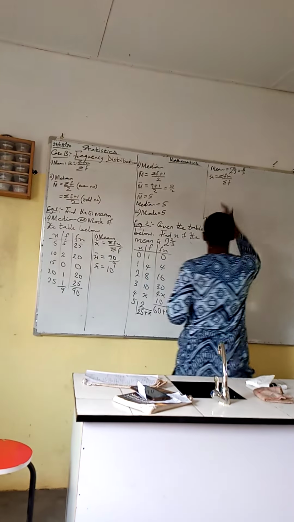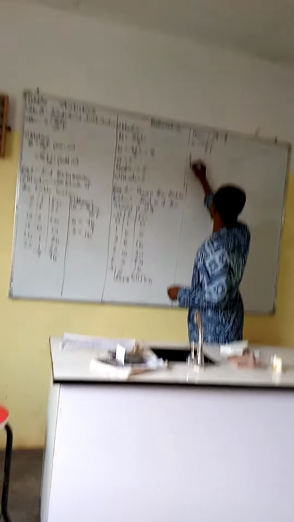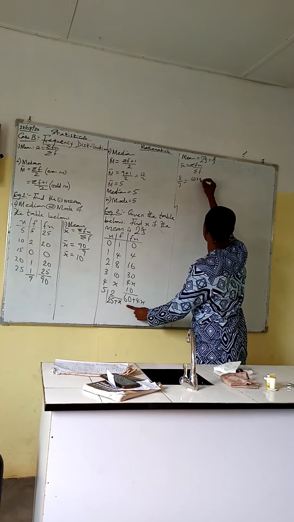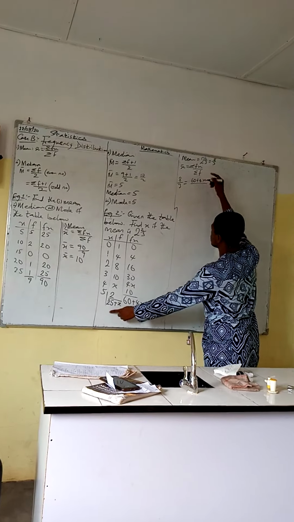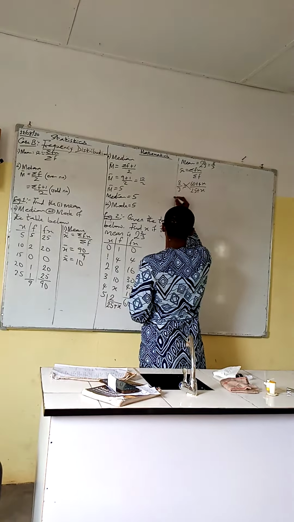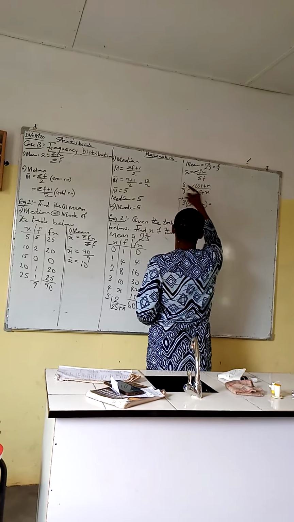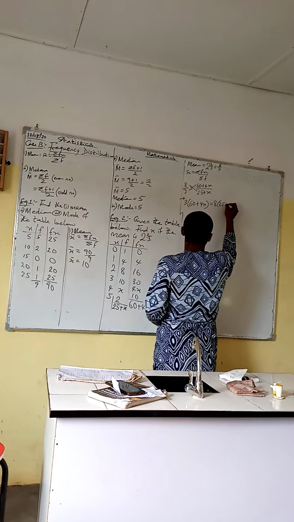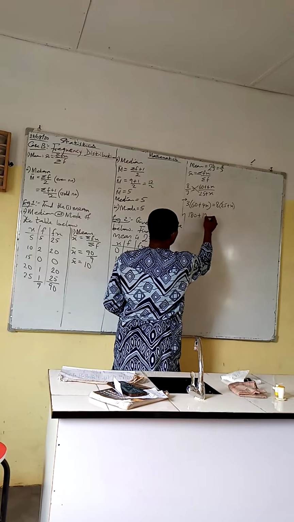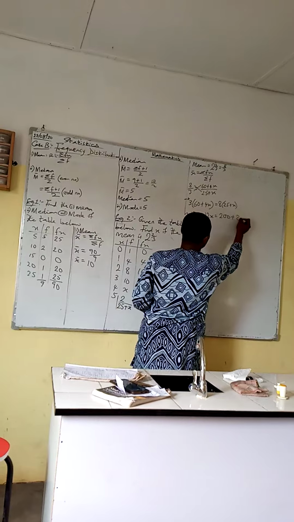So the formula says our mean equals summation fx over summation f. Our mean is 8 over 3, equals summation fx, which is 60 plus 4x, over summation f, which is 25 plus x. Any magic here? Cross multiply. That gives us 3 into bracket 60 plus 4x equals 8 into bracket 25 plus x. Open bracket, this gives us 180 plus 12x equals 200 plus 8x.